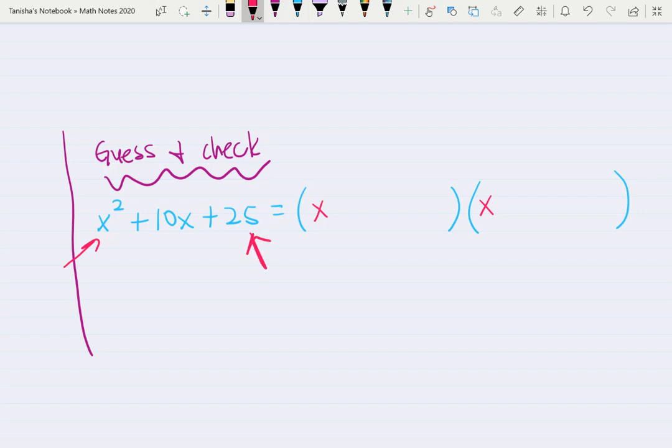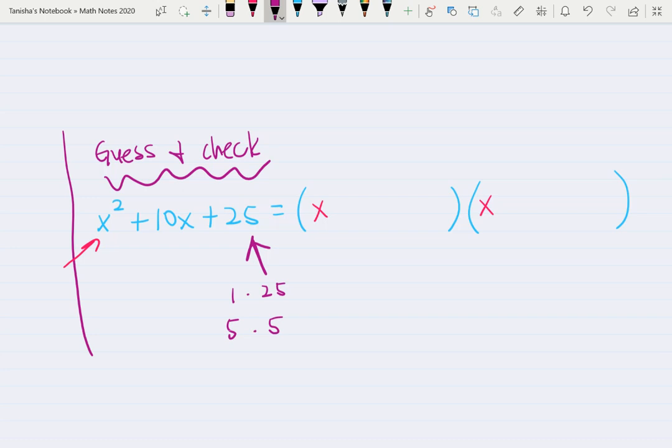The last terms of your binomials have to multiply together to give us the last term of the trinomial. So what are we going to multiply together to give us 25? Well, using our guess and check method, running down the different combinations to get a 25, we can multiply a 1 times 25. 2 doesn't go into 25, 3 doesn't go into 25, 4 does not go into 25, 5 times 5 gives us 25.